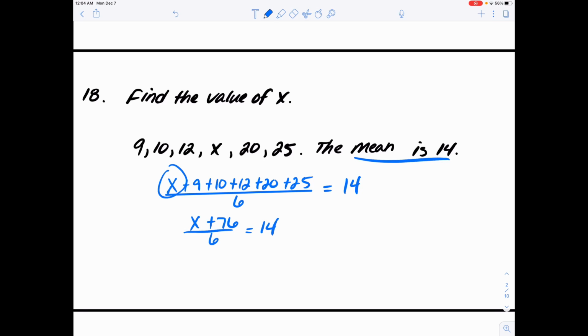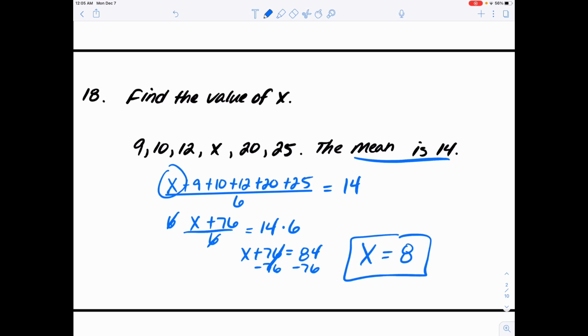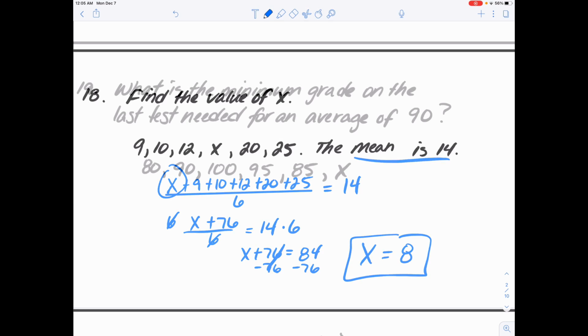We need to get rid of that divided by 6 by multiplying both sides by 6, in which case I'm left with X plus 76 is equal to 14 times 6, which I believe is 84. We'll need to subtract this 76 from both sides to get our final X value of 84 minus 76, which is 8. So the missing member of my data set is 8.